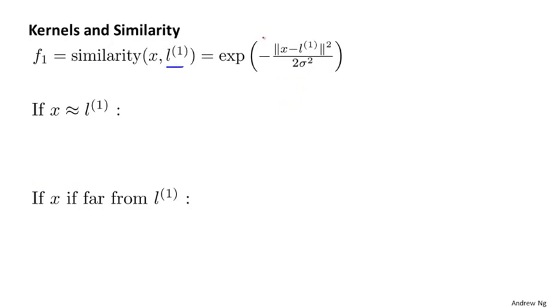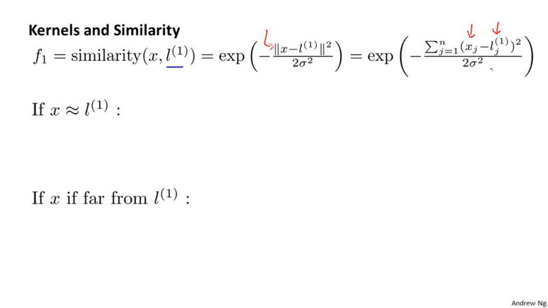Just to make sure we're all on the same page about what the numerator term is, the numerator can also be written as a sum from j equals 1 through n of the distance. So this is the component-wise distance between the vector x and the vector L. And again, for the purpose of these slides, I'm ignoring x0, the intercept term, which is always equal to 1. So this is how you compute the kernel, or the similarity between x and a landmark. So let's see what this function does.